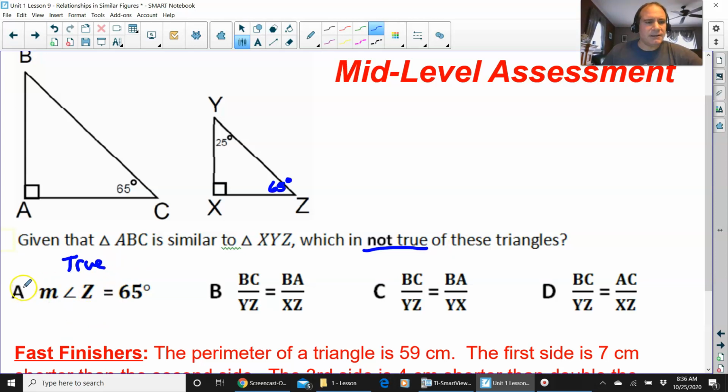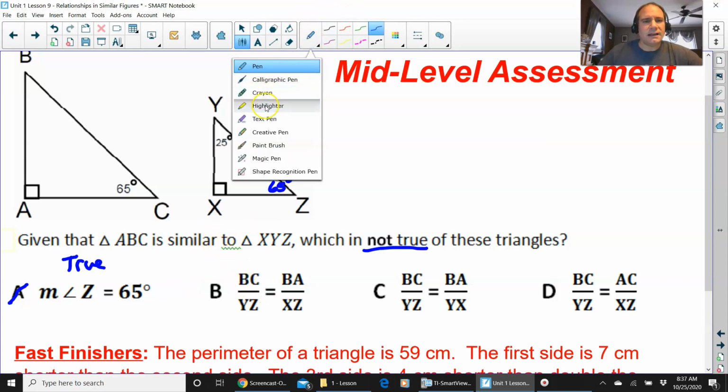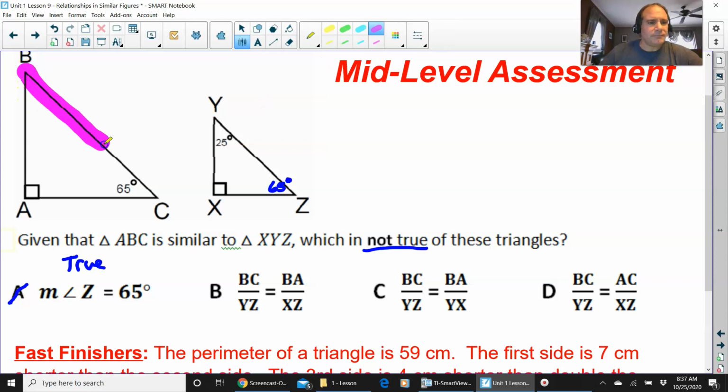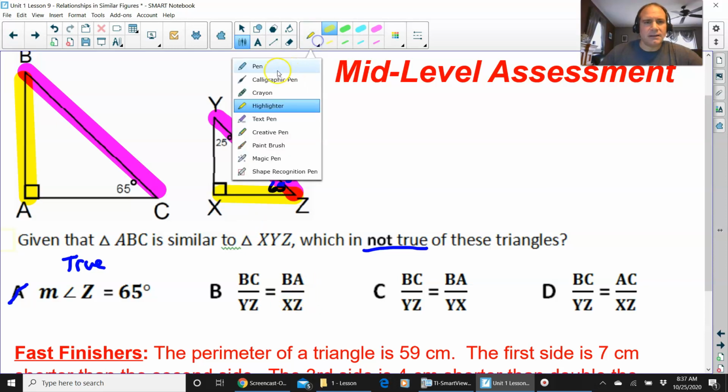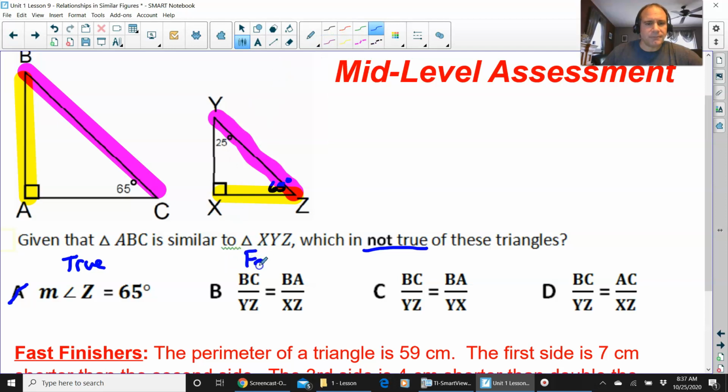Whenever I do these problems, I write true on the top. The easiest thing right here is to cancel out A, because that is true. These are similar, so that means that corresponding angles are equal. So angles C and Z are corresponding. They're equal to each other. BC, let's go ahead and use that highlighter. BC over YZ. Okay, that's good. BA over XC. That's false. Not true. False. B.